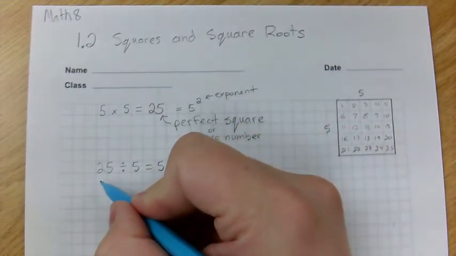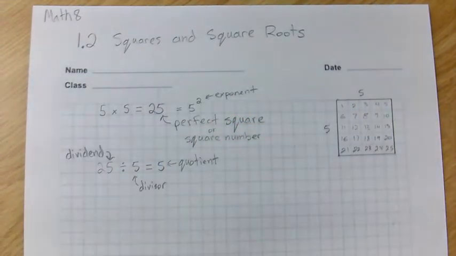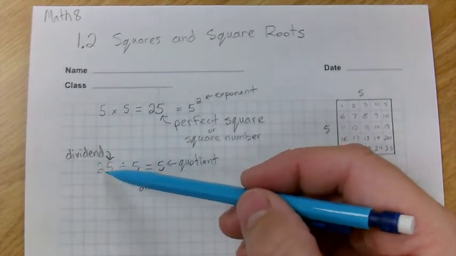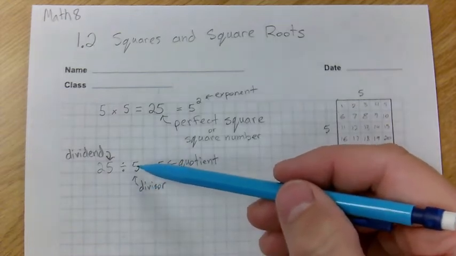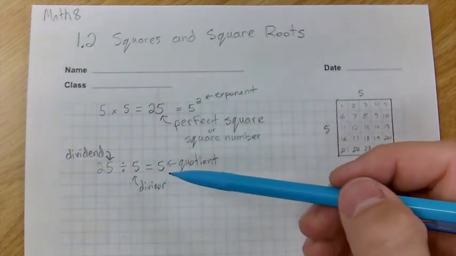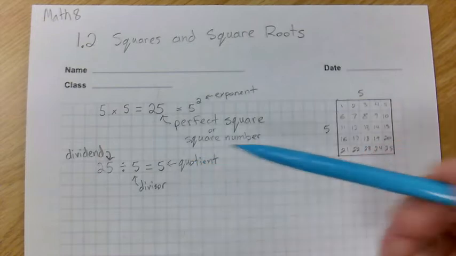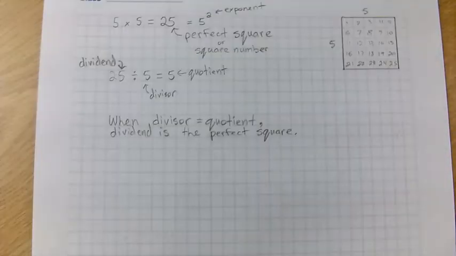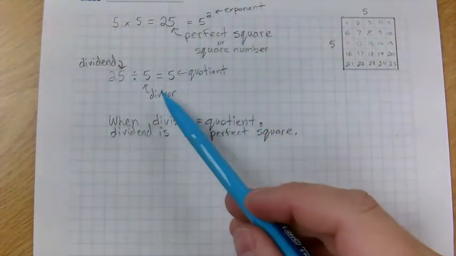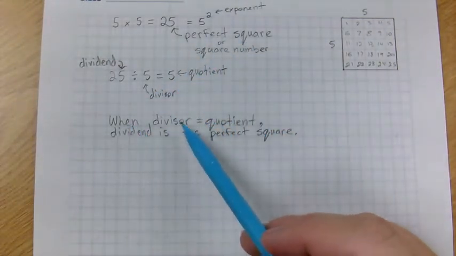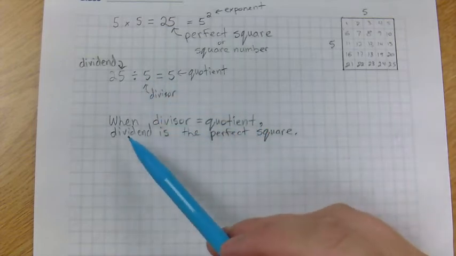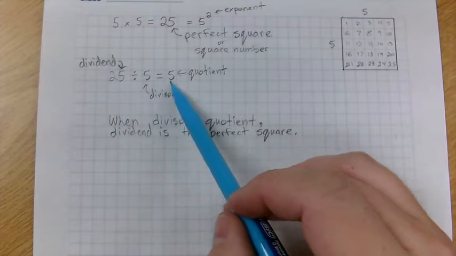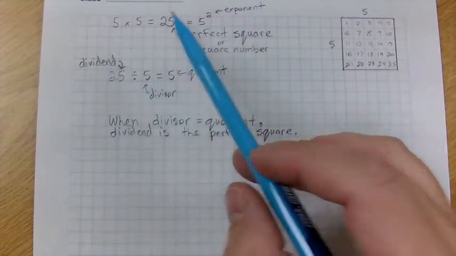And we had some fancy words for these. The first one was dividend. So that's the number that's going to be divided. The divisor is what it gets divided by. And then our answer is called the quotient in a division question. And you might notice something here. When the divisor is equal to the quotient, so when these two are the same, our dividend is the perfect square. Okay? So when these are the same, the dividend is the perfect square.